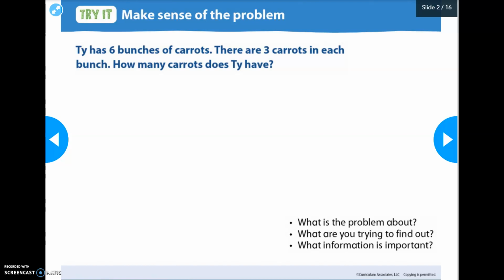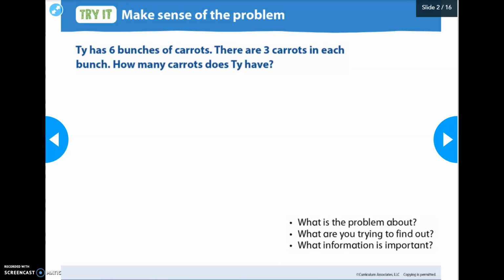So your instructions for today's math was to try this problem first and then watch the video. So it says Ty has 6 bunches of carrots. There are 3 carrots in each bunch. How many does Ty have?